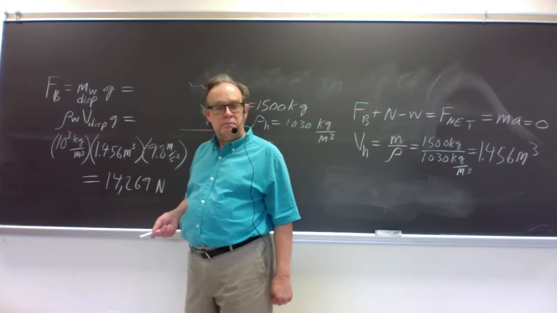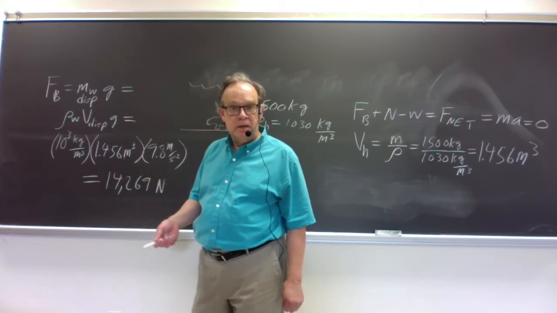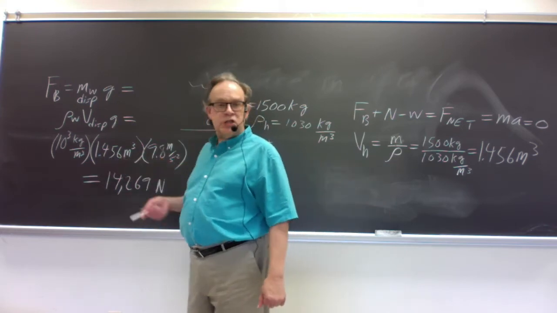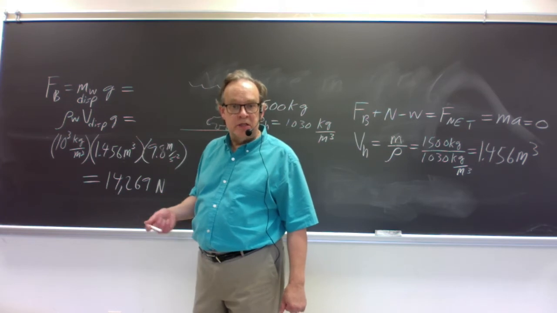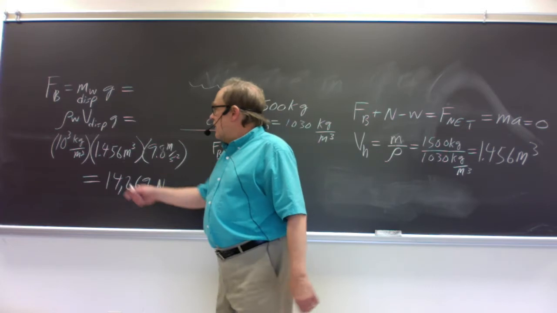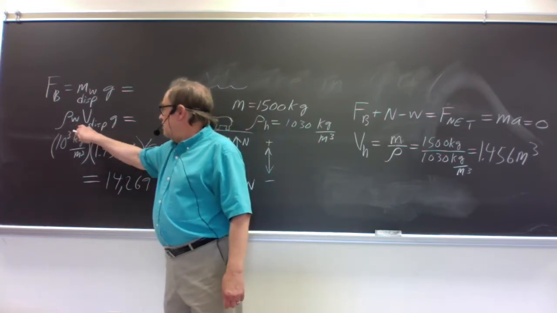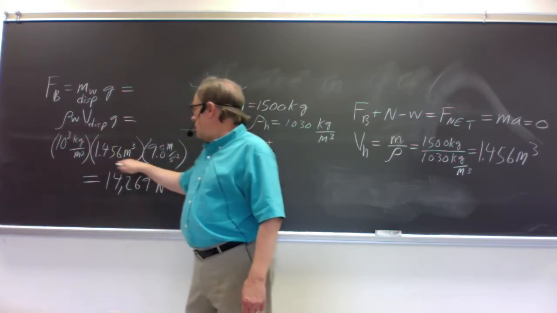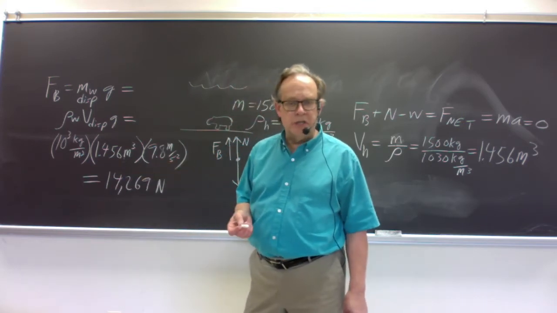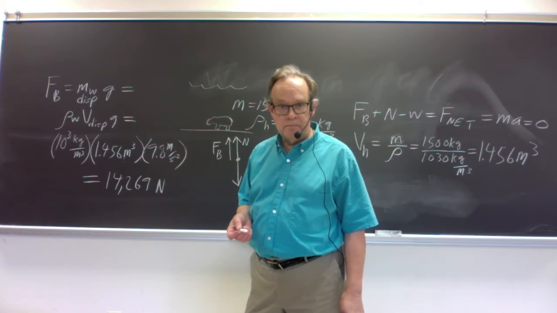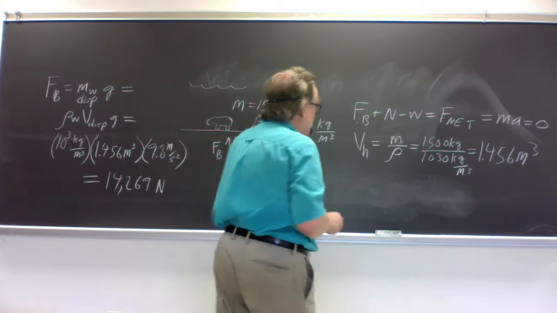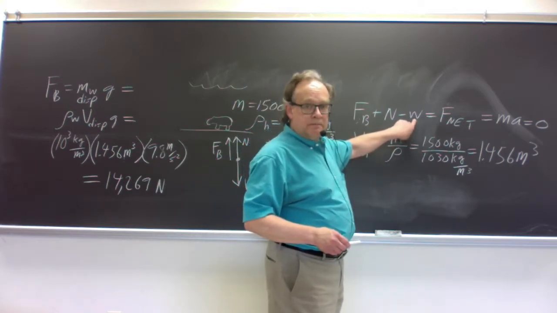Well, the volume that does the displacing is the volume of the hippo. So 1.456 cubic meters of water are displaced by 1.456 cubic meters of hippo. And that's density, volume times g. Density, volume times g, and when you multiply it together, you get 14,267 newtons. Now we know this number, and it's easy to figure out this number.